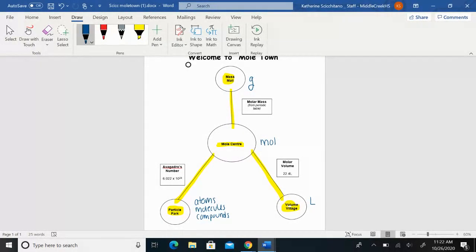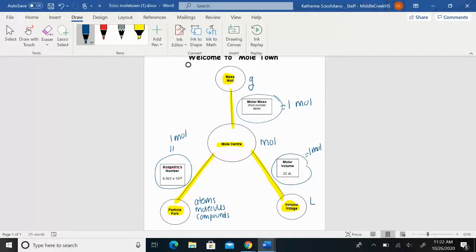And then if we notice along the right hand side, the street signs, okay, the streets, we are going to notice that we have different conversion factors. So whenever you're going back and forth between moles and mass, you're going to be using the molar mass from the periodic table because the molar mass is equal to 1 mole of that substance. Whenever you're going back and forth between moles and volume, you're going to use the molar volume because that's equal to 1 mole of that substance. And whenever you're going back and forth between moles and particles, you're going to use Avogadro's number, which again is equal to 1 mole of the substance.